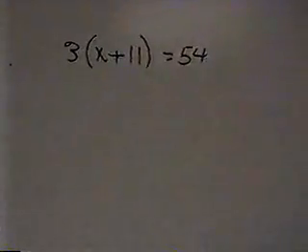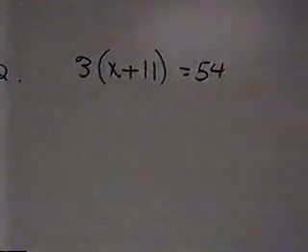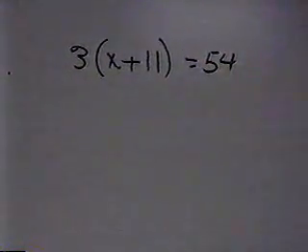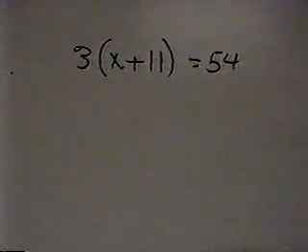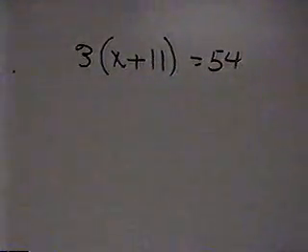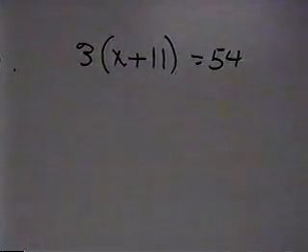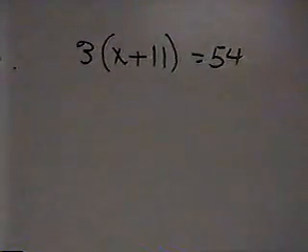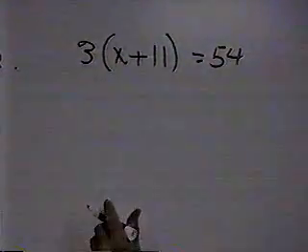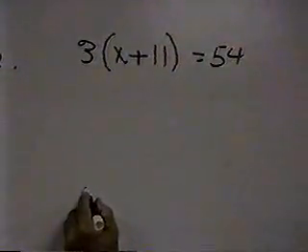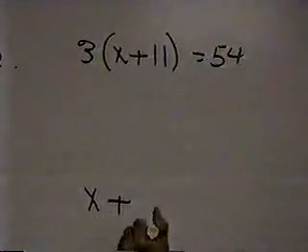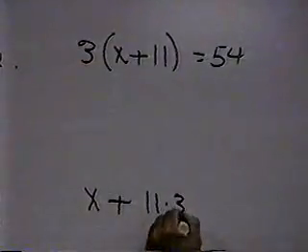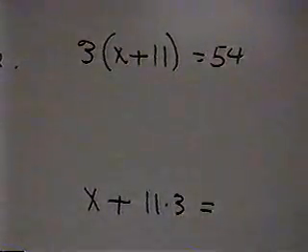Example 2 says the sum of a number and 11 is multiplied by 3 is 54. Do what? The sum of a number and 11 multiplied by 3 is 54. Now, again, this is why I'm saying read it and read it, because it could sound like this. The sum of a number and 11 multiplied by 3 is. Okay.